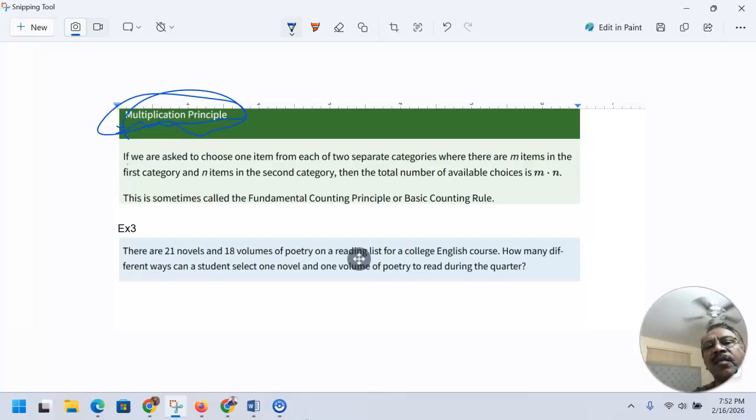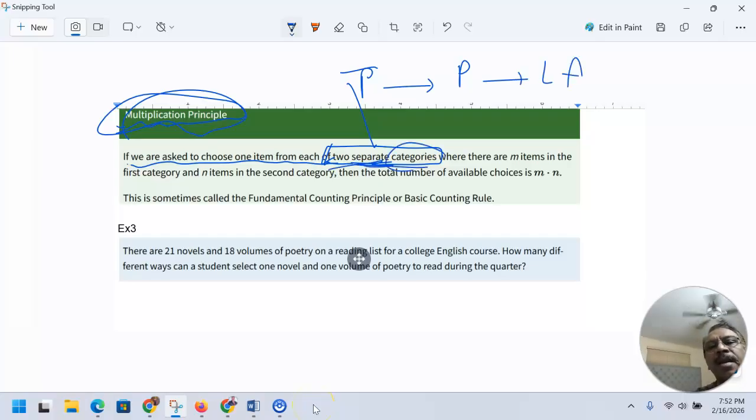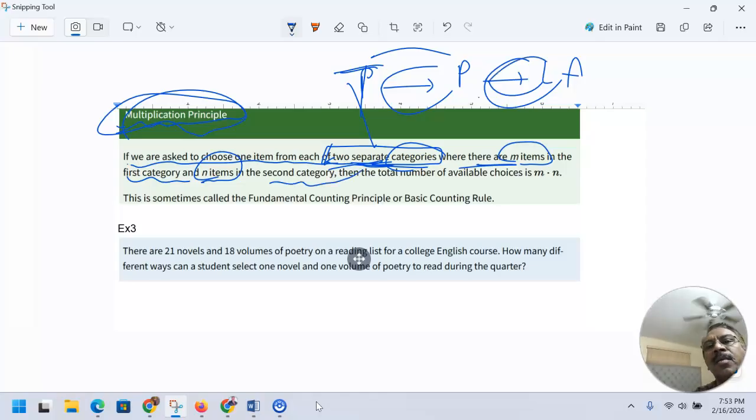So nicely shown, you can check the paper printout I gave. If you are asked to choose one item from each of two separate categories. Now, remember I was saying from Tucson, you go to Phoenix and then go to LA, right? So separate categories means you go 3 here and then you go 4 here. That's what I mean. Where M items in the first category, going from Tucson to Phoenix, and N items in the second category, by going from Phoenix to LA, four ways.